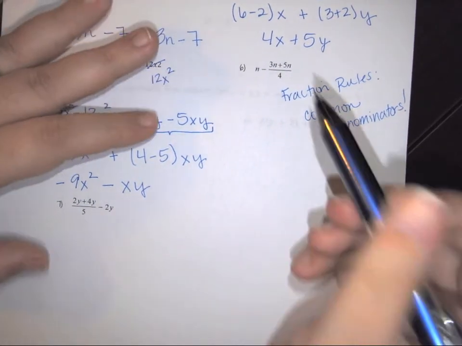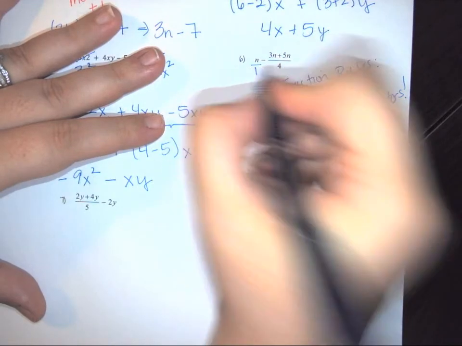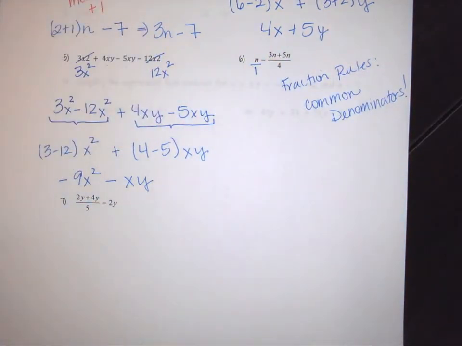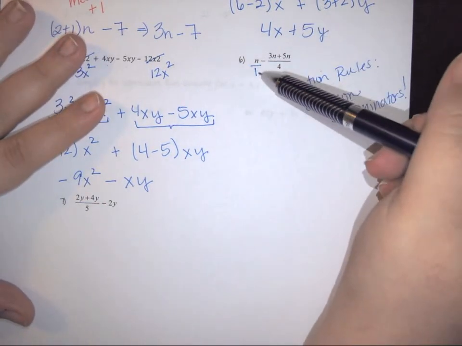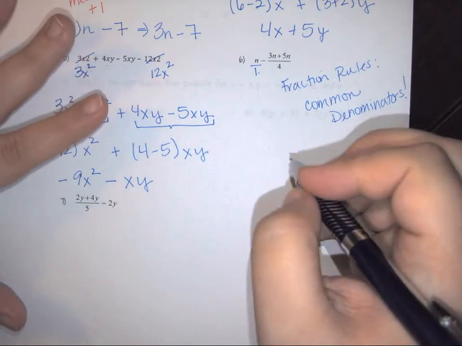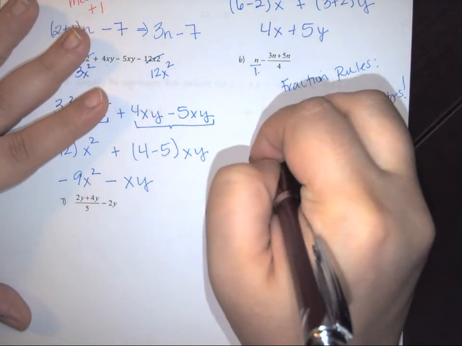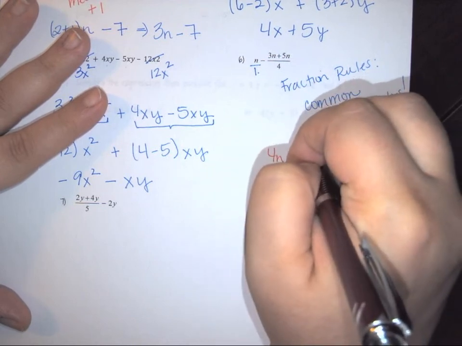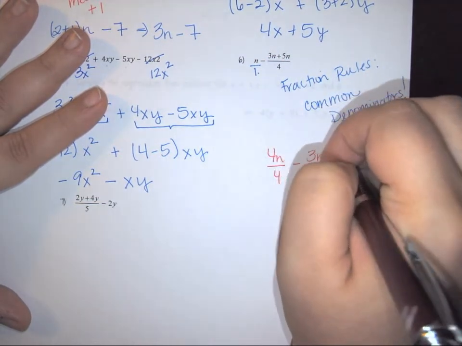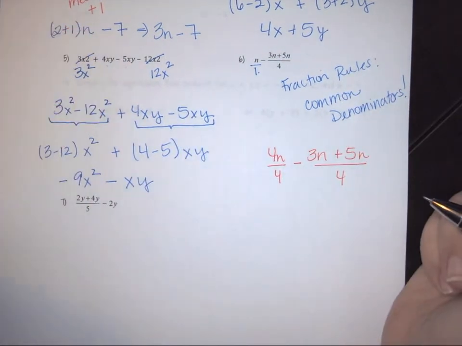Well, in order to get them you have to remember that this is the same as saying n over 1. So what's common between 1 and 4? Well, that's going to be 4. So in order to turn a 1 into 4 means I have to multiply. So this is going to become 4n over 4 minus 3n plus 5n over 4.